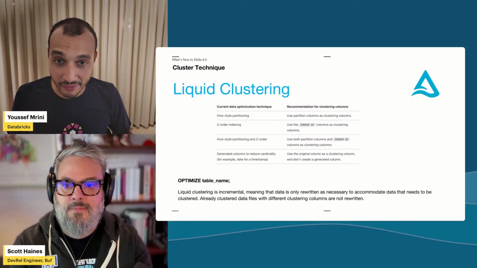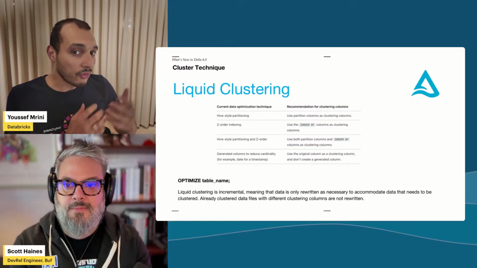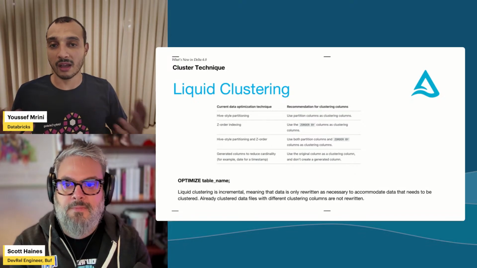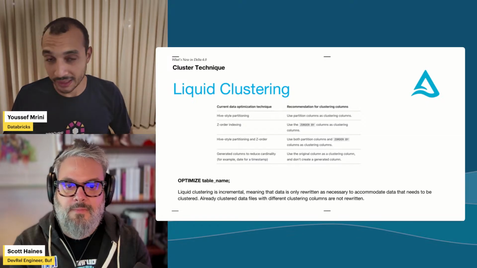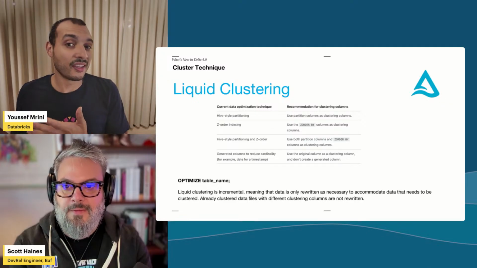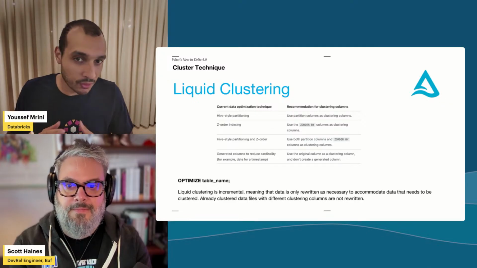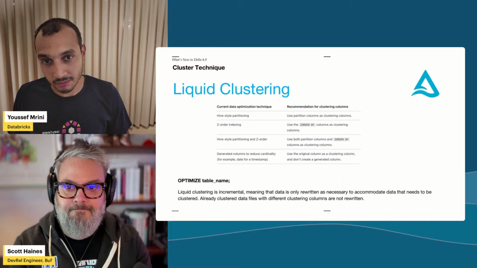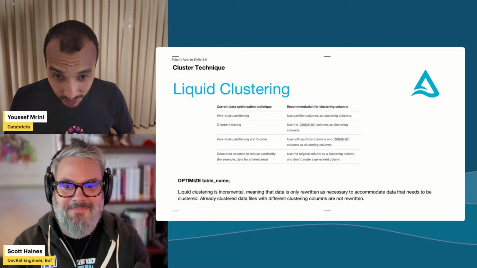And I guess you may have a question: if I'm partitioning my tables, how can I move to liquid clustering? Well, if your table is already partitioned, you would need to rewrite the entire table. You cannot just move it to the clustering.